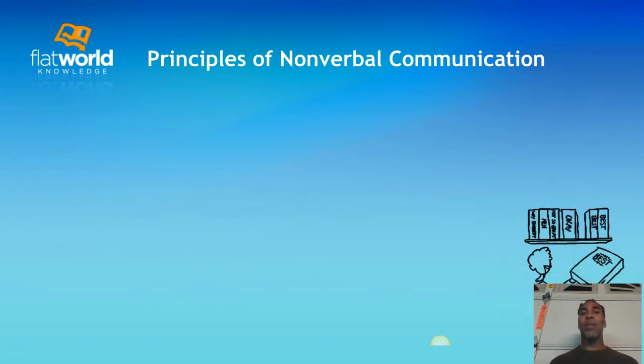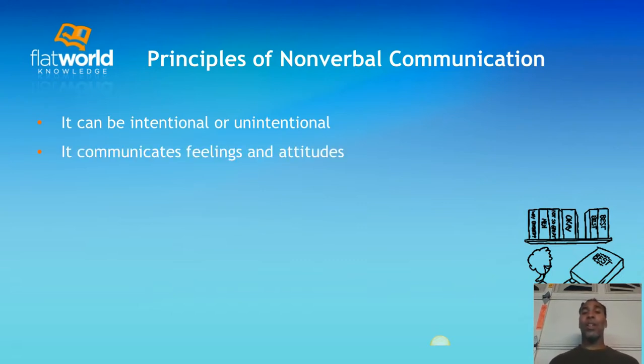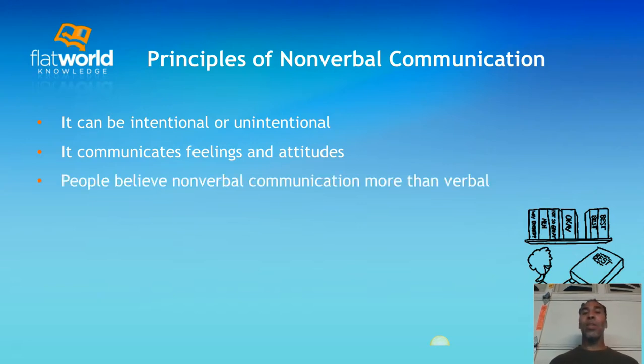A lot of times what people show you will be the opposite of what they tell you, and it can confuse you. It can be intentional or unintentional, right? Sometimes people do things because they're nervous. It communicates feelings and attitudes, and sometimes people don't know that it communicates those feelings and attitudes. People believe nonverbal communication more than verbal, right? So always, and this is part of your assignment too, if someone's face looks a certain way, that's telling more of the truth than the words that are coming out of their mouth.